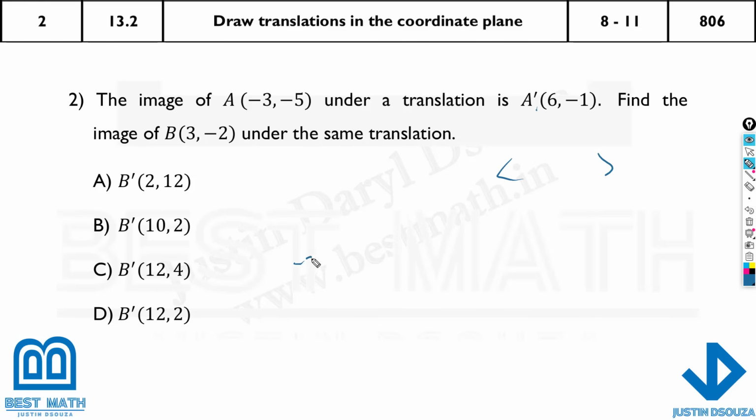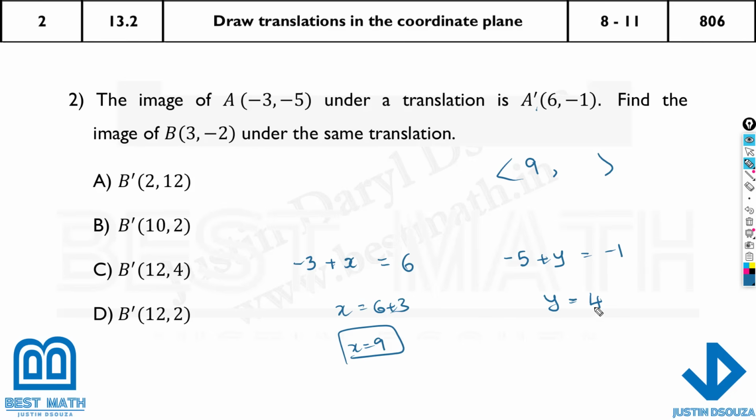So we know A originally was -3 plus some unknown value x was added to it, and then the answer was 6. So this is the translated image. So what is x? Here if you just take -3 to the other side, it will be 6 plus 3, x is 9. So in the translation vector, the x part would be 9. What is y? The same thing we do. It's -5 plus y, that is equal to -1. So y would be equal to +5 minus 1, it's 4.